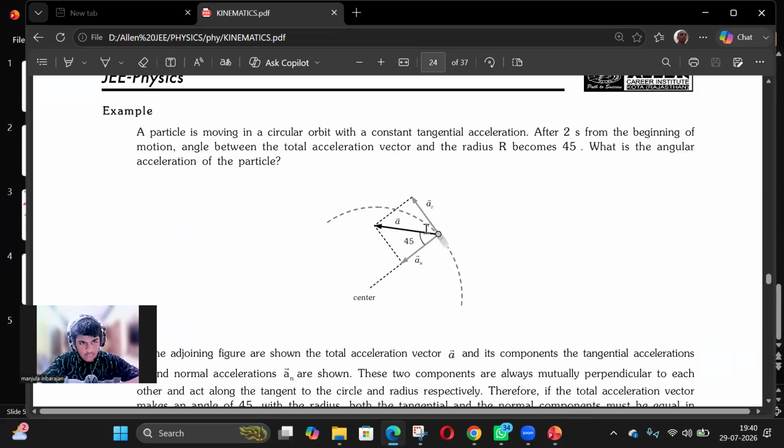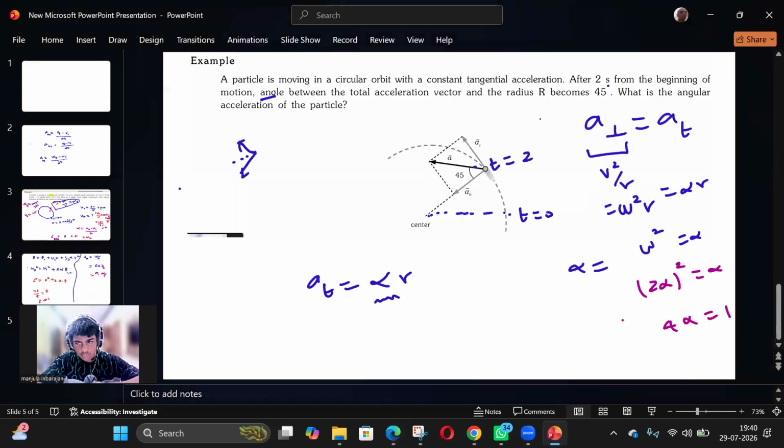Since he says the total acceleration is at 45 degrees, that means the angle between tangential acceleration and normal acceleration is 90 degrees, and this resultant is at 45. That means the magnitudes of tangential and normal acceleration are equal. So v square by r, which is omega square r, equals alpha into r. From there I get alpha equals omega square. This is true at 2 seconds. So omega is omega naught plus alpha into t; omega naught is 0, so omega is alpha into 2. From this alpha is 1 by 4. Clear?